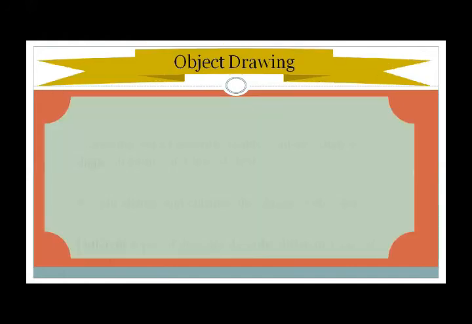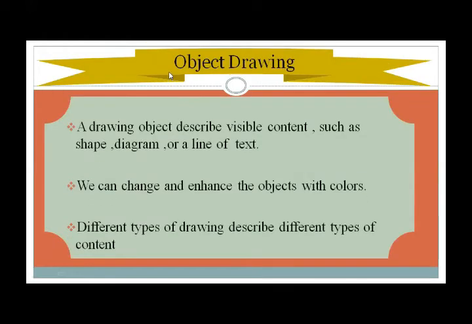Next, object drawing. Now I am sharing with you the definition of object drawing. A drawing object describes visible content such as a shape, diagram or a line of text. The meaning of object drawing is to describe visible content, the thing which you can see, as a shape or a diagram or a line or text. All these things make an object drawing.